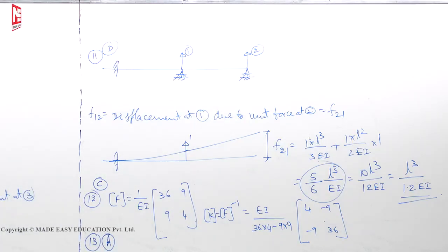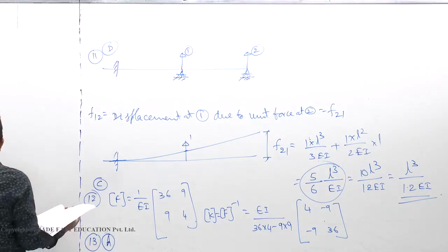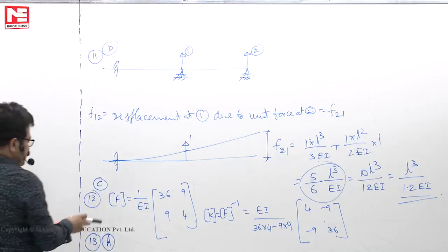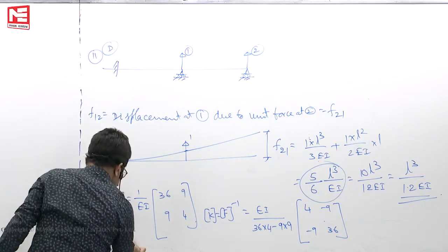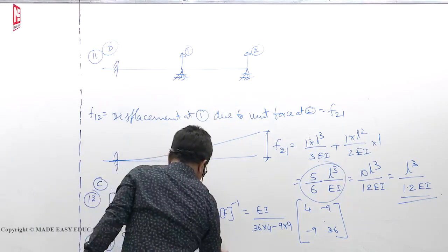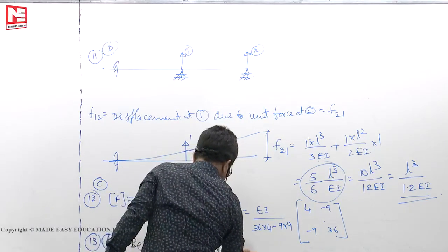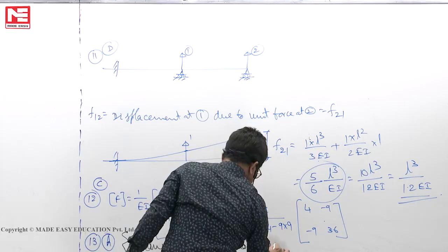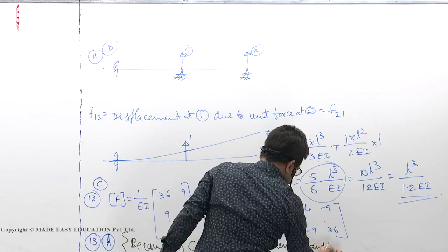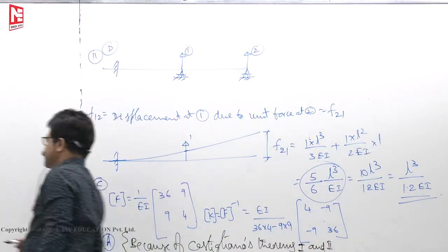Next. Now we can write the reason here because of Castigliano's theorems 1 and 2. Why we have answered it as A?